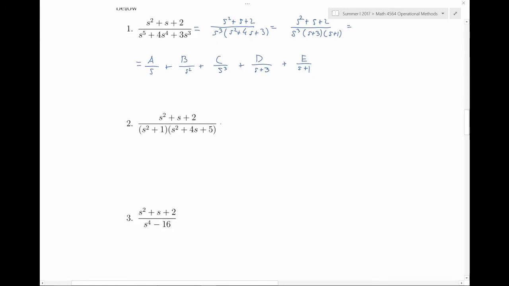The next fraction keeps the numerator, but the denominator is changed. Now we have an irreducible quadratic factor here, and another irreducible quadratic factor here. Therefore, we're going to have two fractions of the third kind.